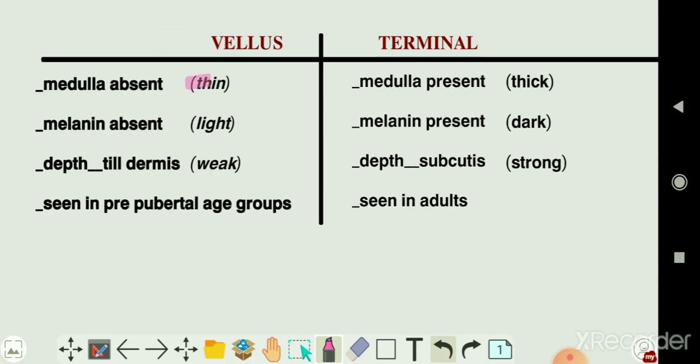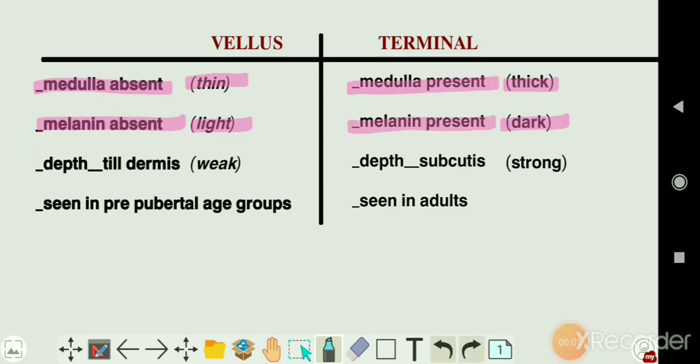Villus hair follicle is thin and terminal hair follicle is thick. Why is the villus hair follicle thin? Because the medulla is absent. And why is the terminal hair follicle thick? Because the medulla is present in the terminal hair follicle. Villus hair is light in color because melanin is absent, and the terminal hair follicle is dark in color because melanin is present.